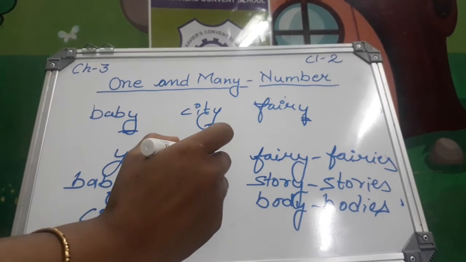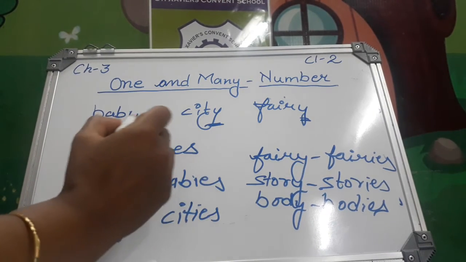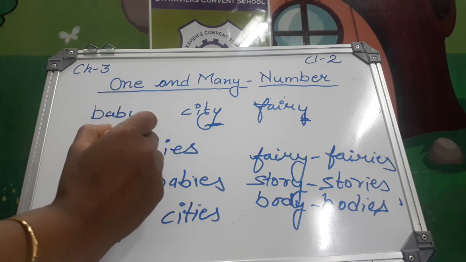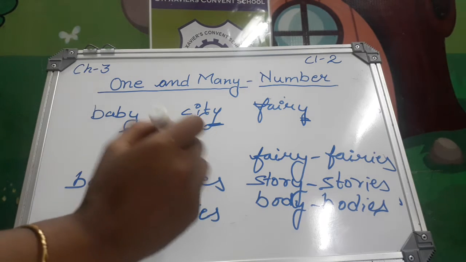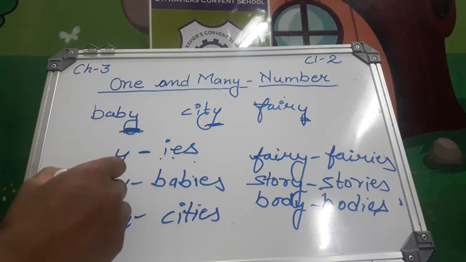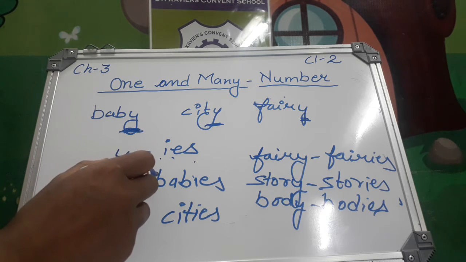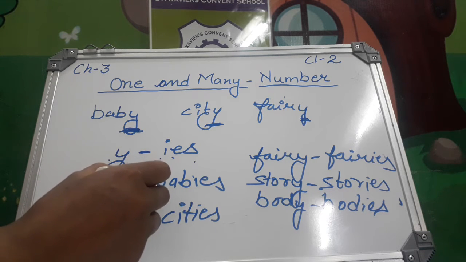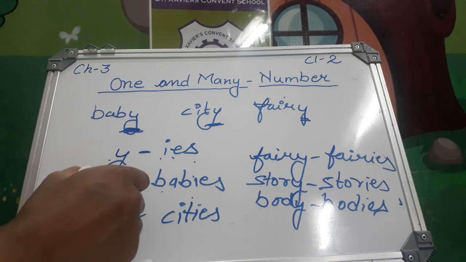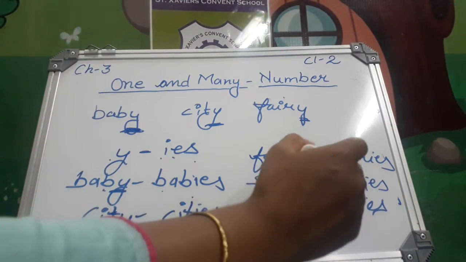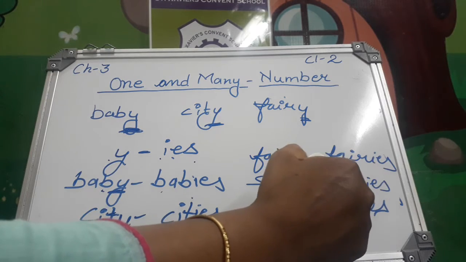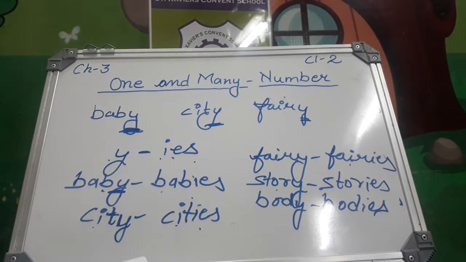Now understood? Some nouns end with y letter. We replace y with ies. Like baby, convert into plural noun. We have to write babies here. City, cities. Fairy, fairies. Story, stories. Body, bodies.